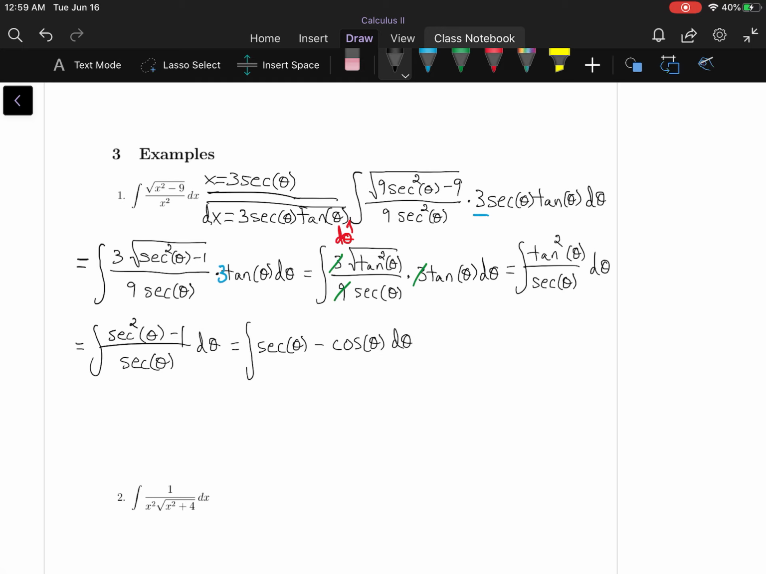And you could distribute this integral as such, and then from here you would integrate both parts. The first one is equivalent to the natural log of secant theta plus tan theta.